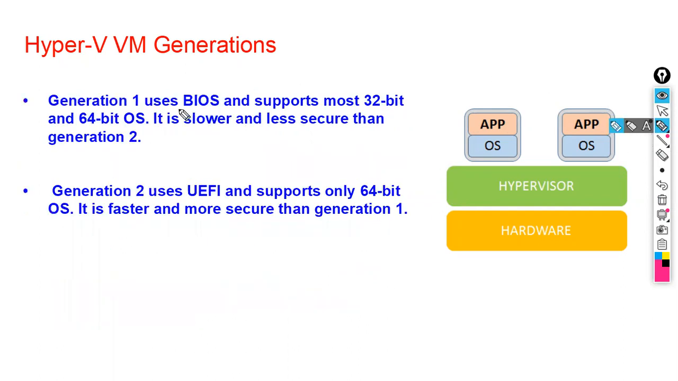Then which one to select? As we have discussed, Hyper-V has two generations of virtual machine, generation 1 and generation 2. Generation 1 uses BIOS and supports 32 and 64-bit operating systems. It is slower and less secure than generation 2. Imagine in your environment you have both 32-bit and 64-bit operating systems, then you will go with generation 1. Let us say you have only 64-bit operating systems in your environment, then ignore generation 1. You should use generation 2 only because it is the latest one. It uses UEFI, supports 64-bit operating systems, and is faster and more secure than generation 1.